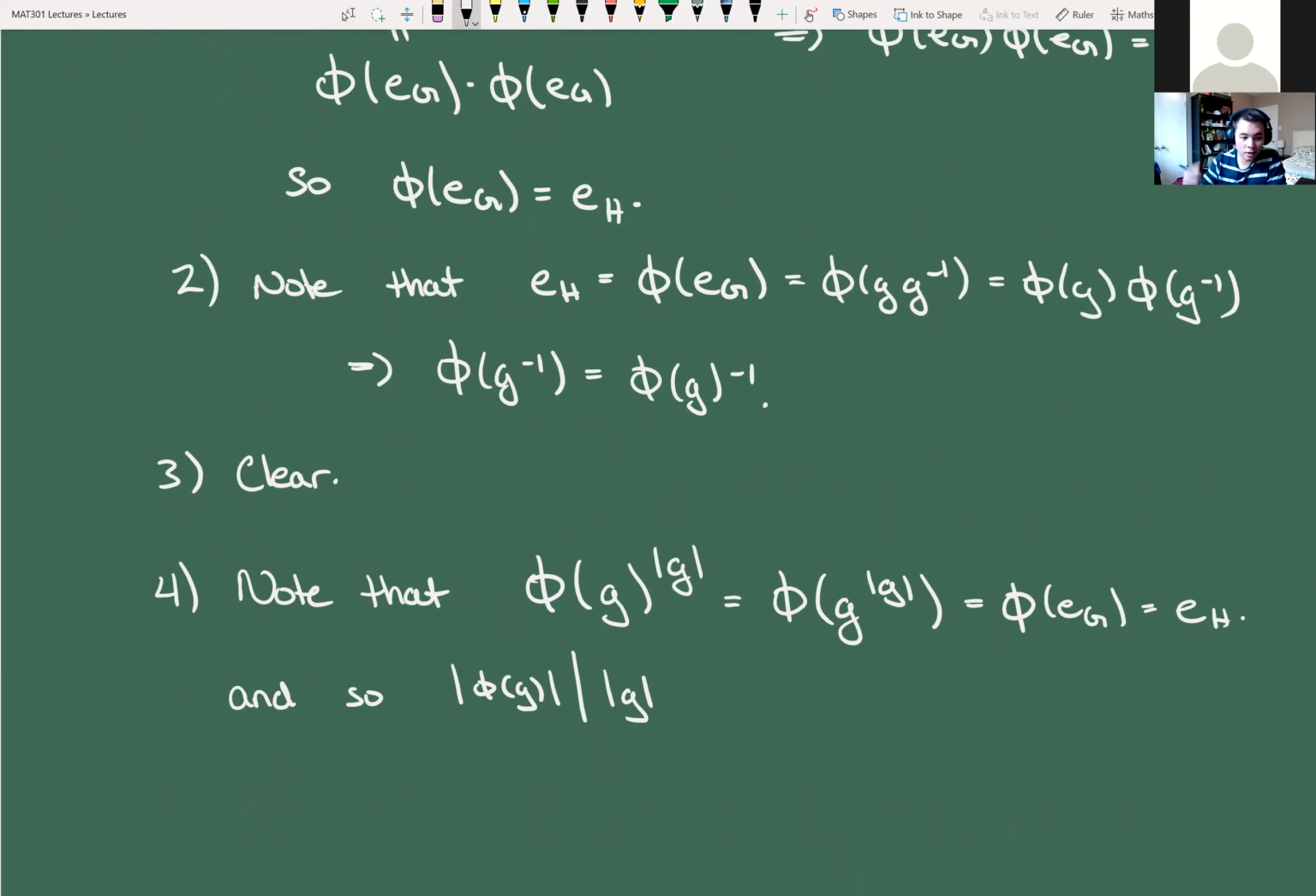Namely, the order of g must be some multiple of the order of phi of g. If the order of phi of g is 7 and I raise it to the 21st power, yeah, that's going to work. It's still going to give me the identity. Okay, any questions about that?